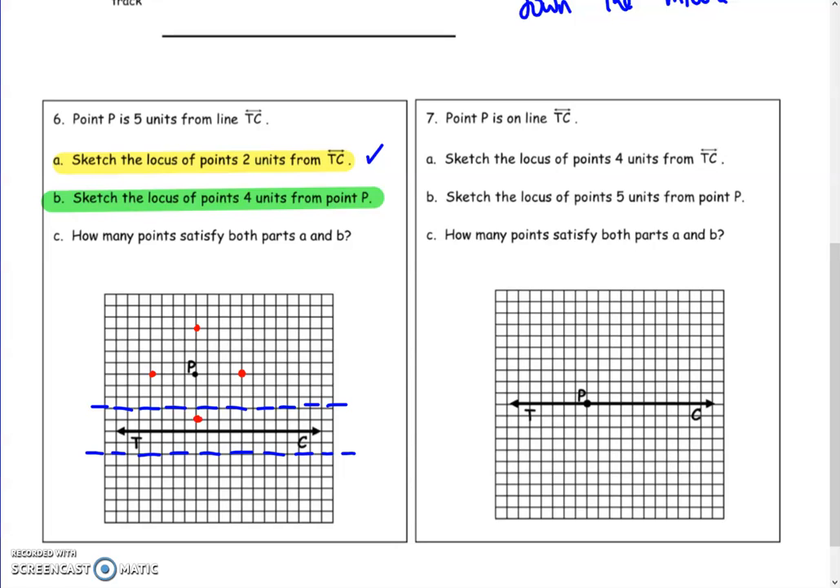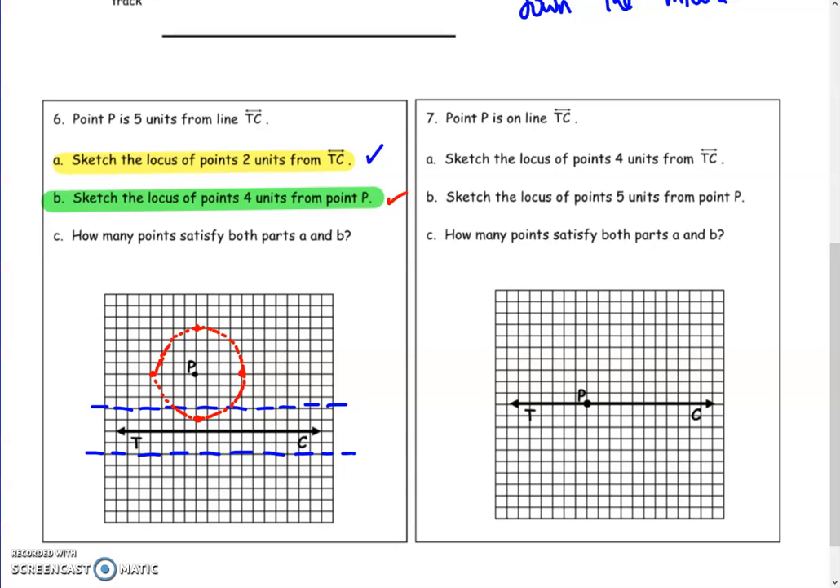From the center, go 4 in each direction. And then to the best of your ability, sketch in the circle. It's got to be a dashed line or dotted. Oops, a little bit short there. Okay, now I did that part.